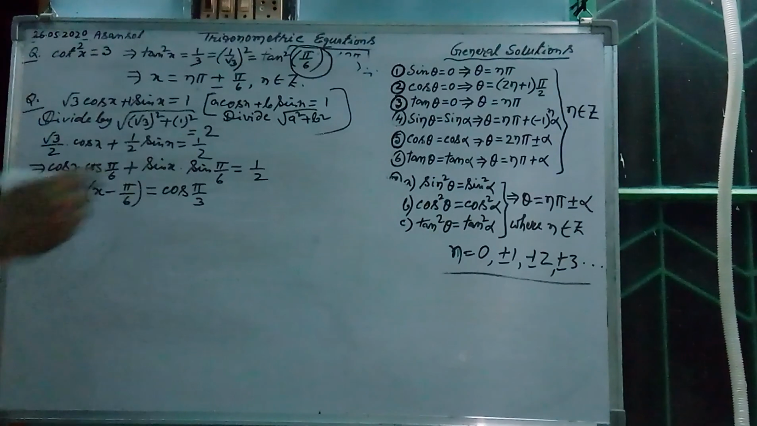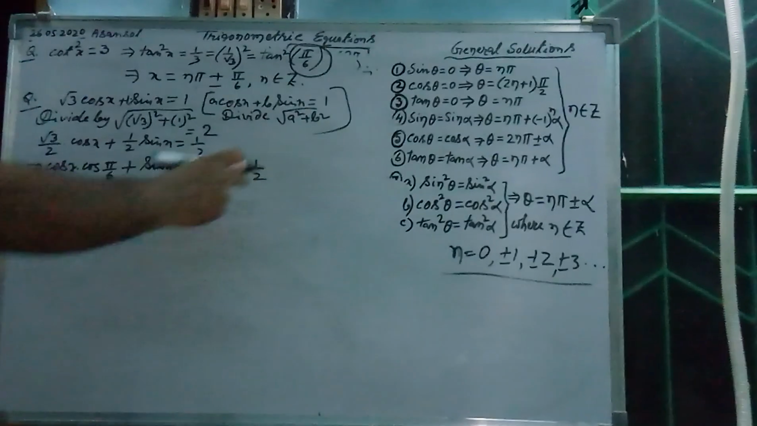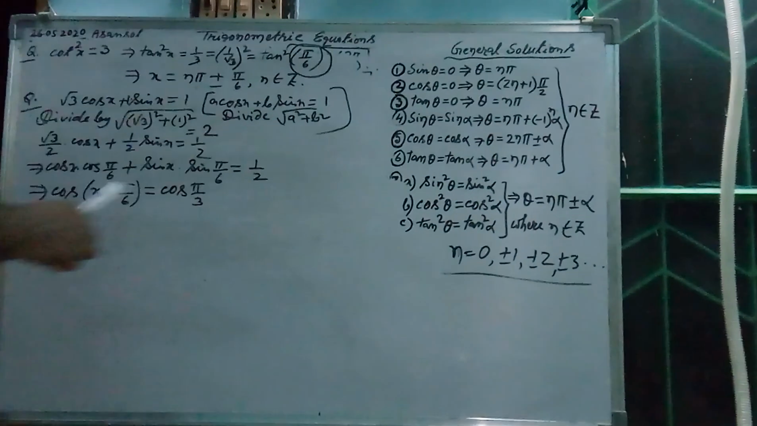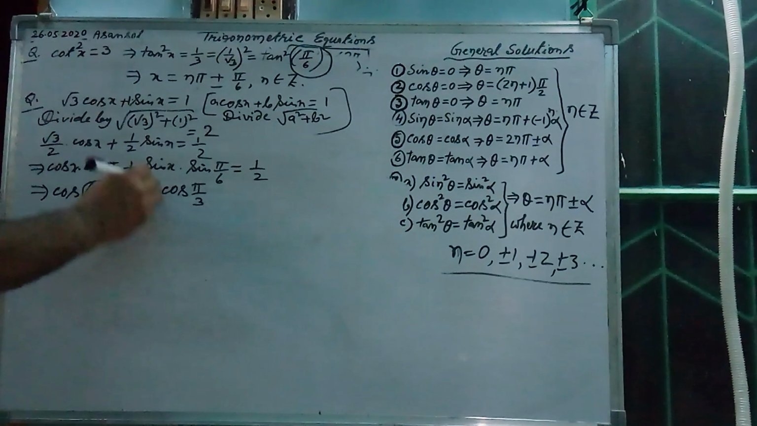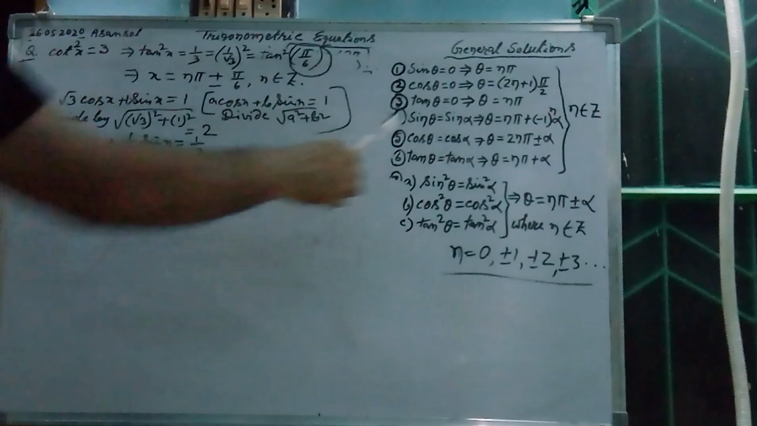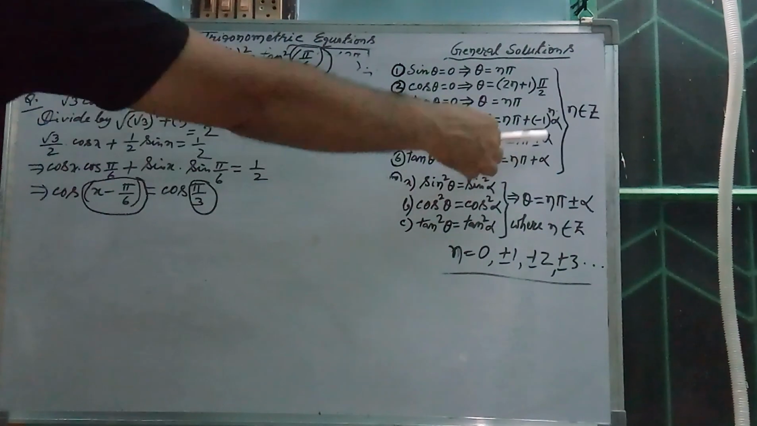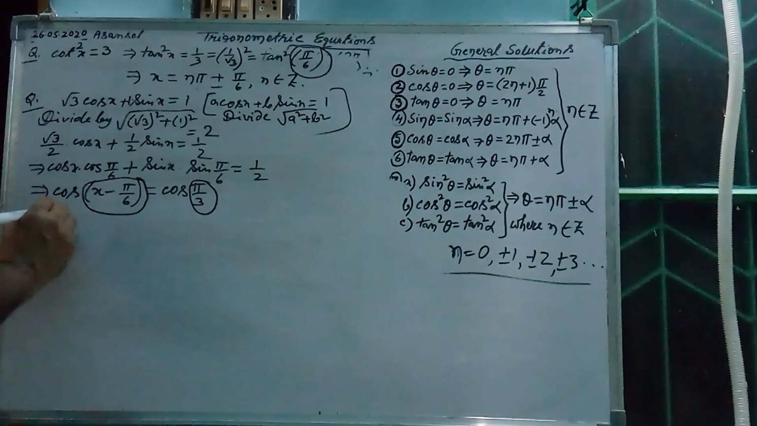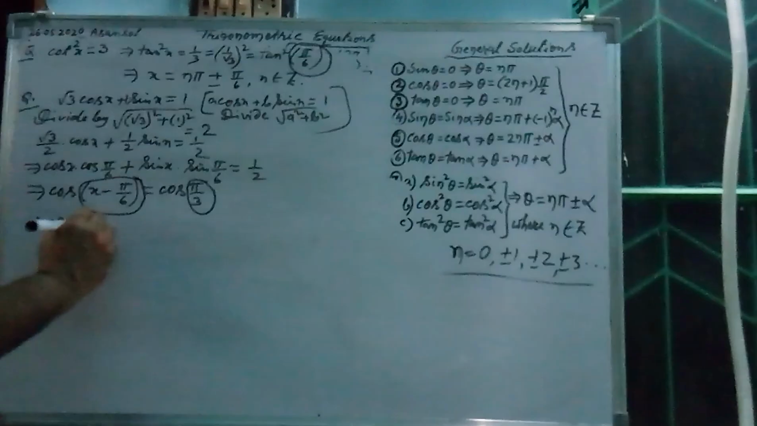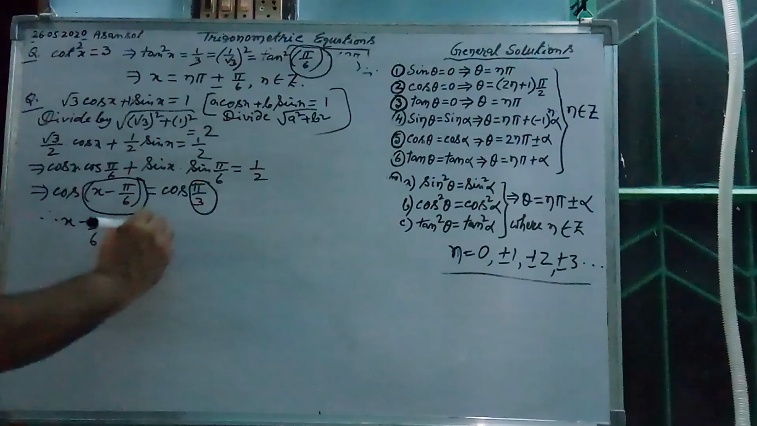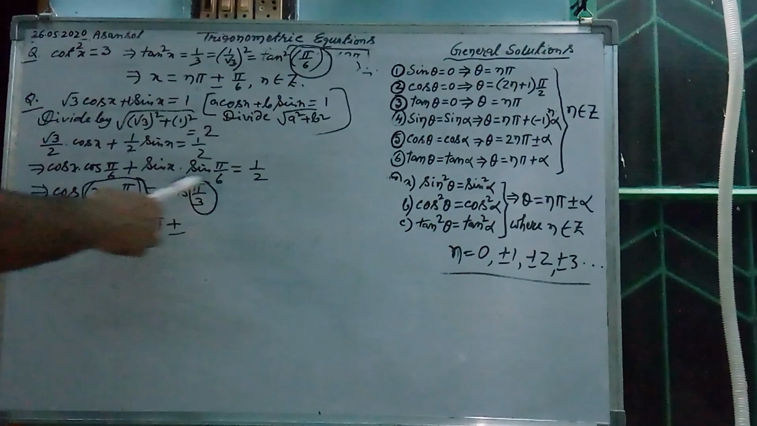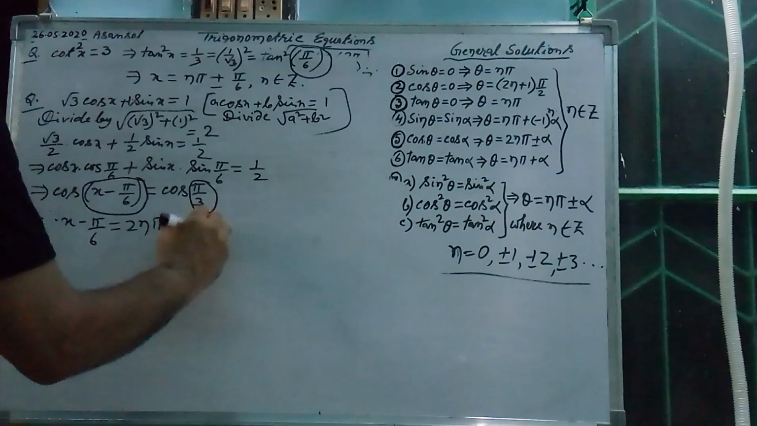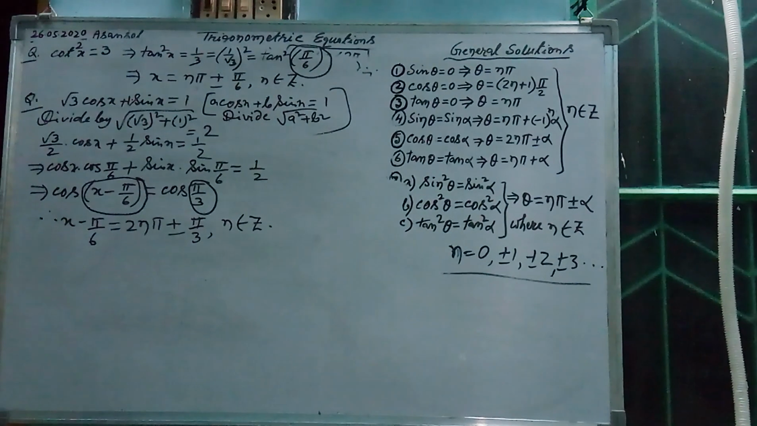So why did I write cos pi by 3 in place of half? We want to bring it in this form. If cos theta is equal to cos alpha, then theta equals 2n pi plus minus alpha. Theta means this, x minus pi by 6, which equals 2n pi plus minus alpha. What is alpha? Alpha is here pi by 3. 2n pi plus minus pi by 3, n belongs to Z.